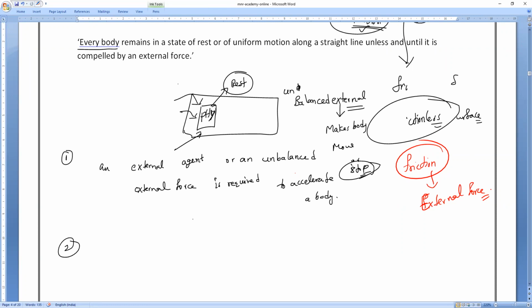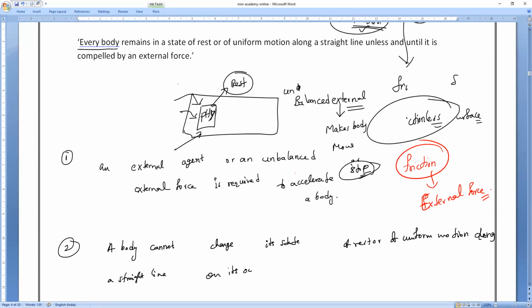Write it. A body cannot change its state of rest or of uniform motion. Uniform motion along a what line? Everybody? Straight line. Uniform motion along a straight line, on its own. So they cannot change on their own unless they are experienced by an external force. Clear?